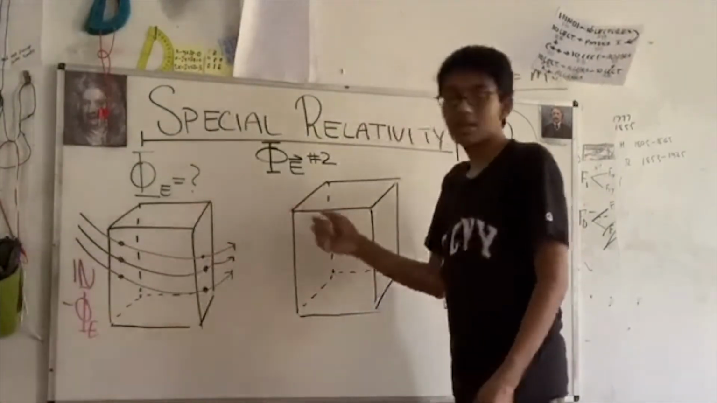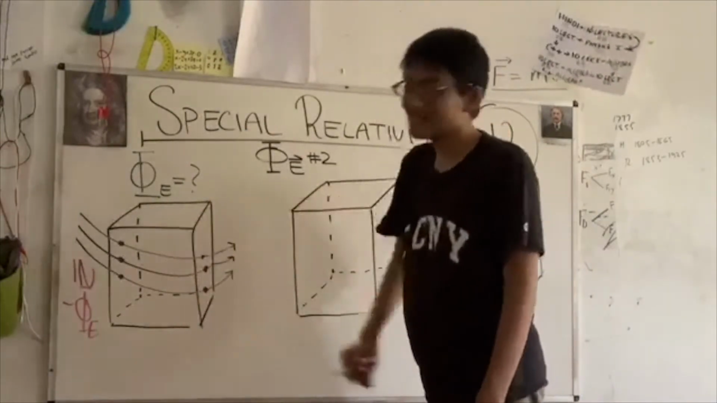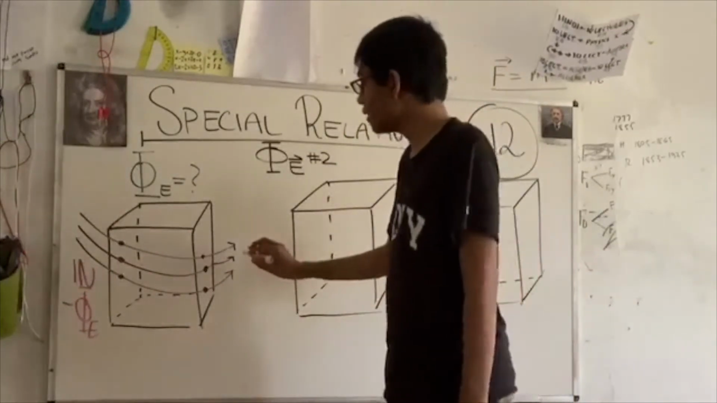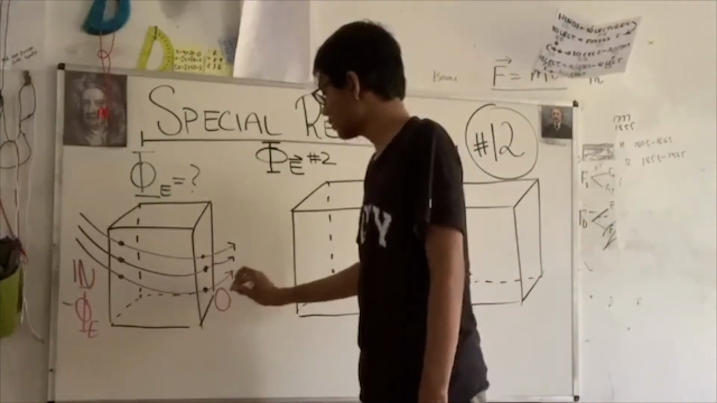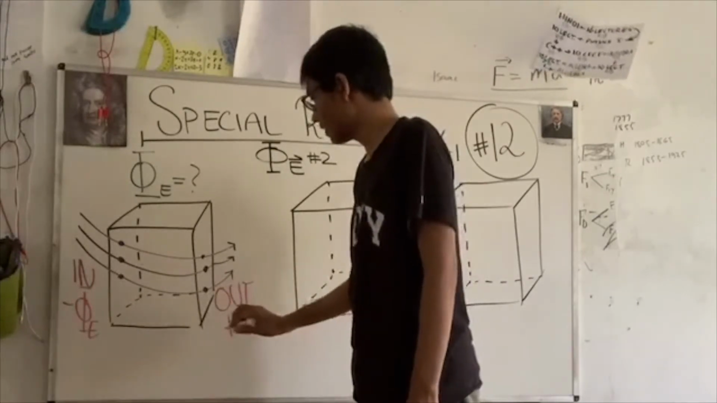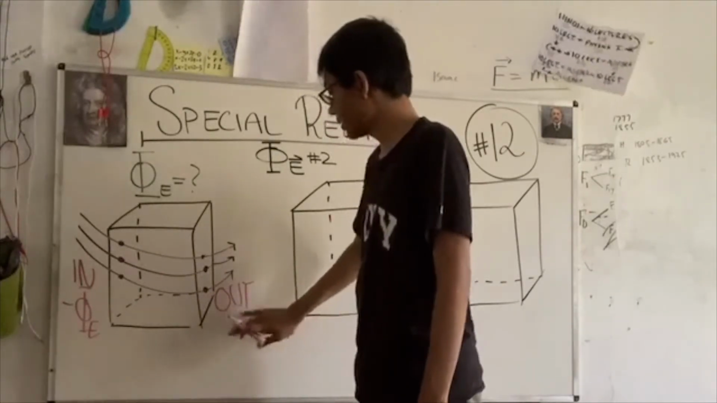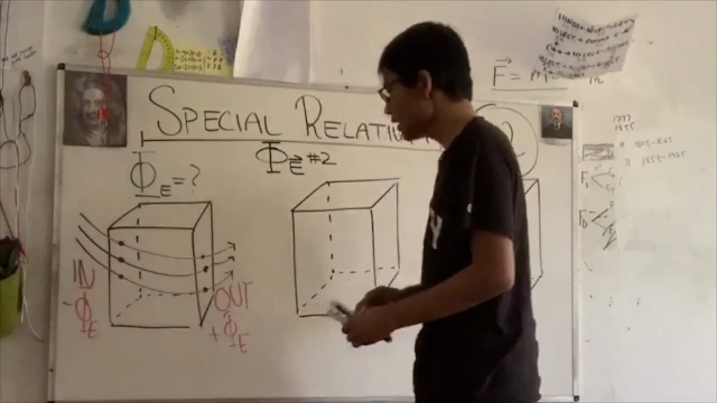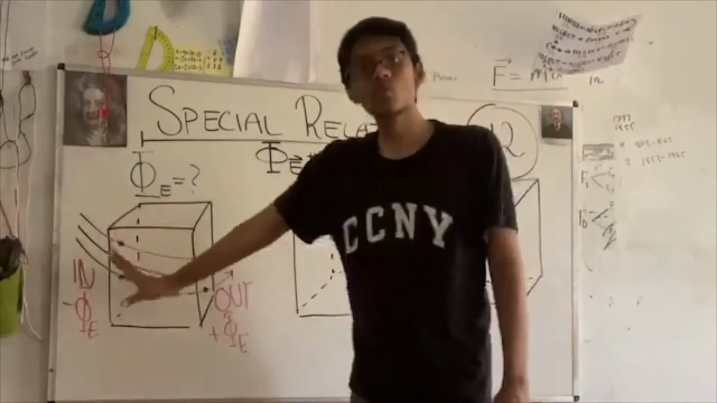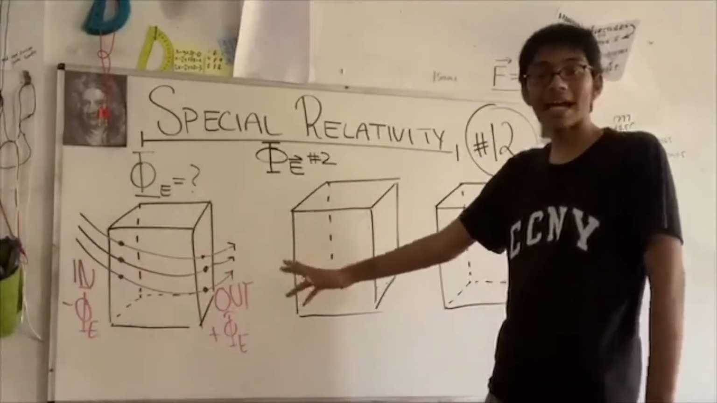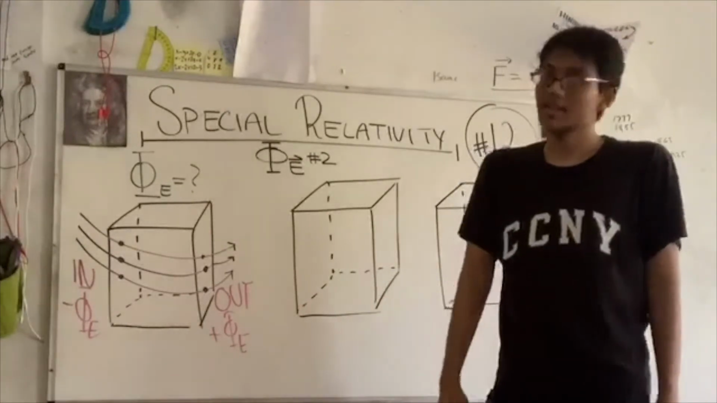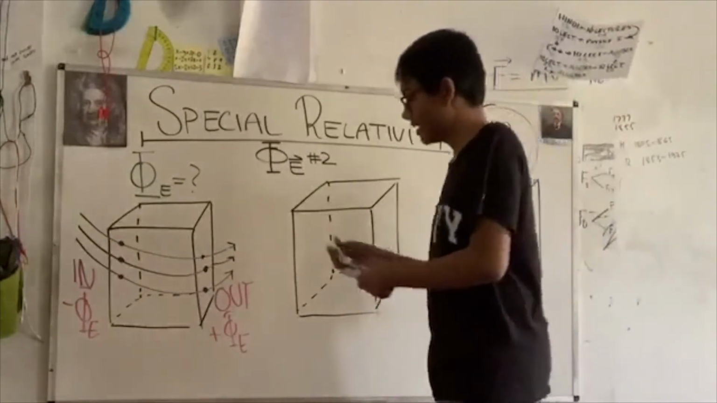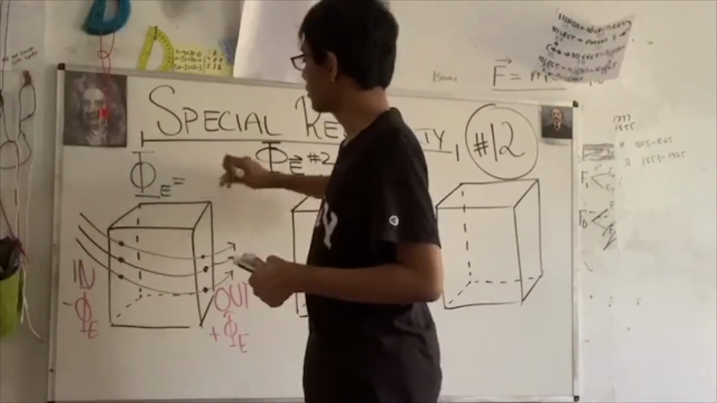But then after they come out, the surface is getting less dense, right? The electric fields are coming out, they're going away. That's going to mean an outward flux that's positive. How do I write positive flux? I'm going to just write plus and then the electric flux sign. So what happens is that the negative inwards electric flux is going to cancel out with the outwards positive electric flux. That's going to give me a net flux of 0.